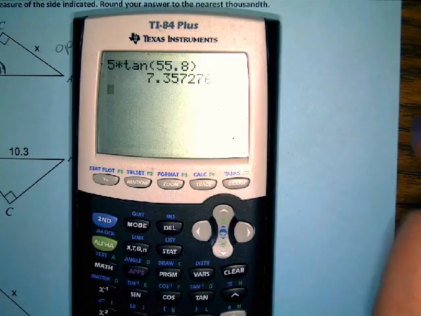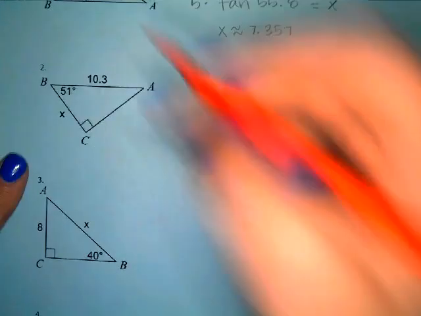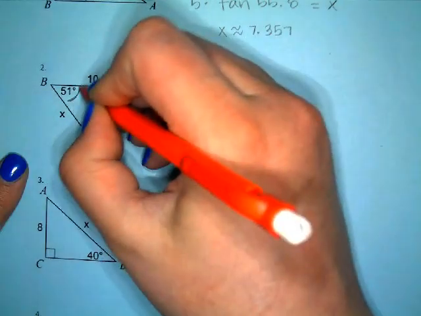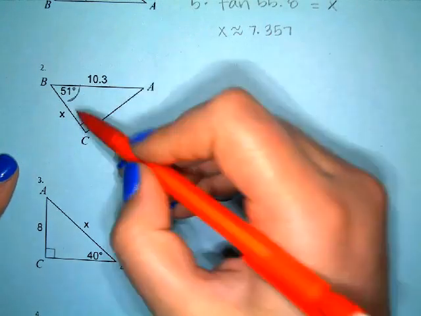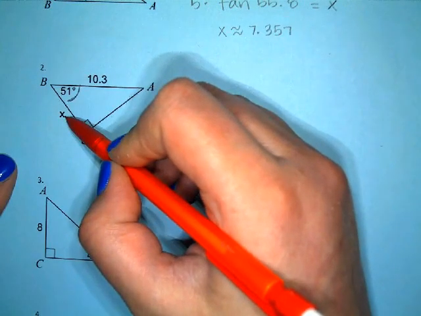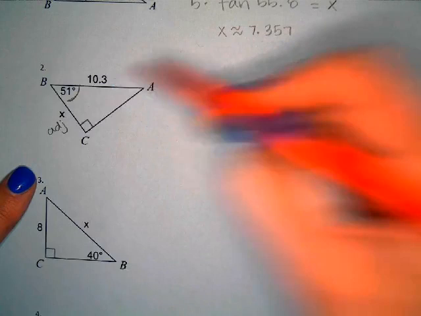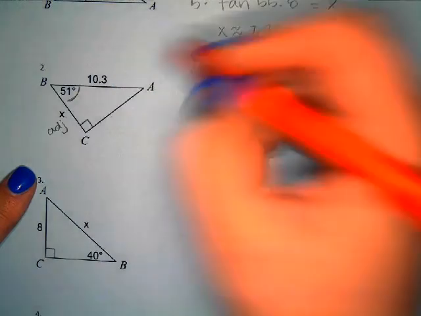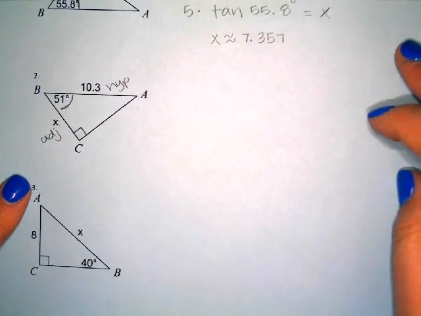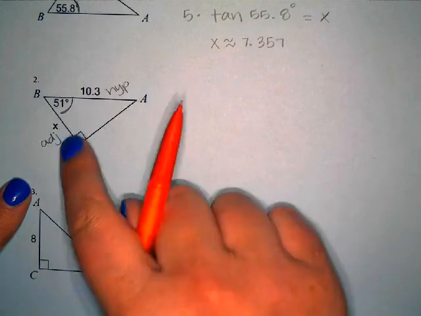All right, we all got that? Yes. Okay, let's try the next one. So here is our angle. What is the name of the x side? Adjacent. Okay. What is the name of the 10.3 side? Hypotenuse. Okay. And what trig function uses adjacent and hypotenuse? Cosine. Yeah, so CAH TOA.